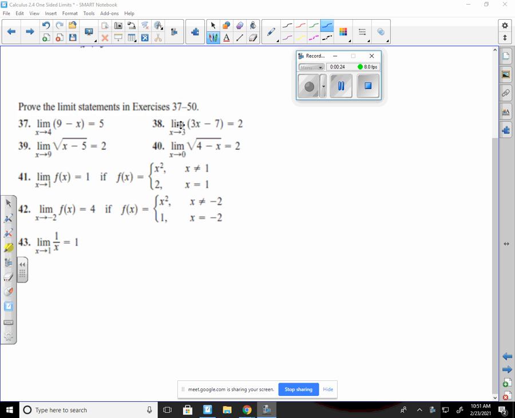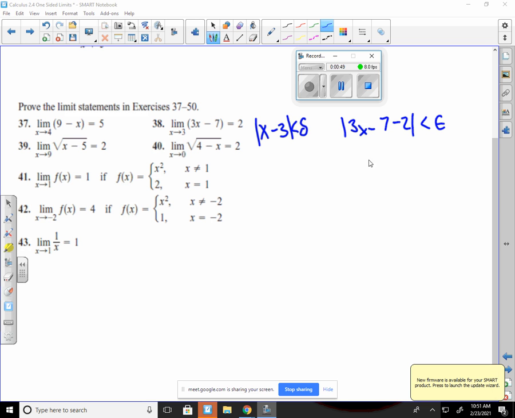So we have the limit as x approaches 3 of 3x minus 7 equals 2. So I need to do the absolute value of 3x minus 7 minus 2 is less than epsilon. And now I'm over here looking at the absolute value of x minus 3 is less than delta. 3x minus 7 minus 2 is going to give me the absolute value of 3x minus 9 is less than epsilon. Then how can I get this to look like this?